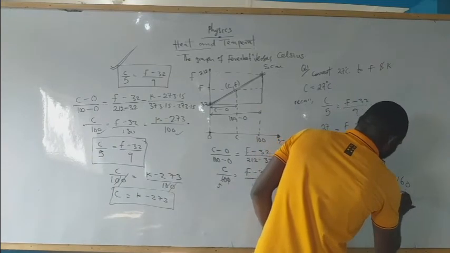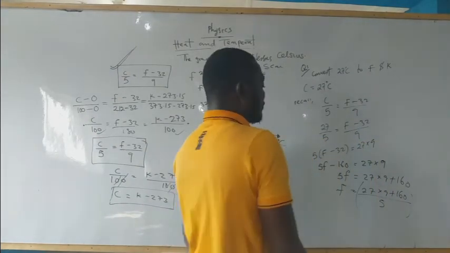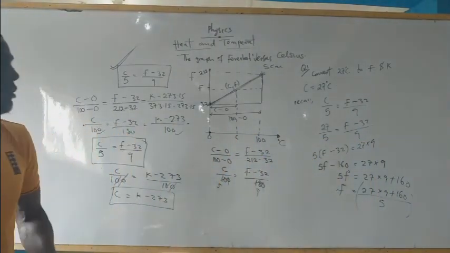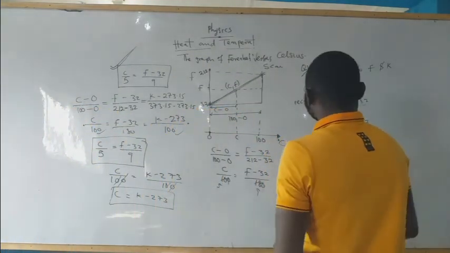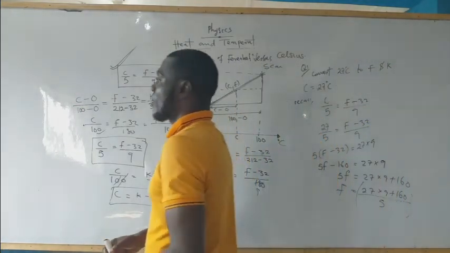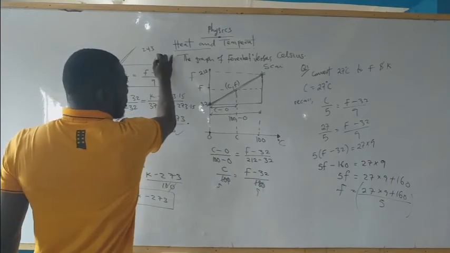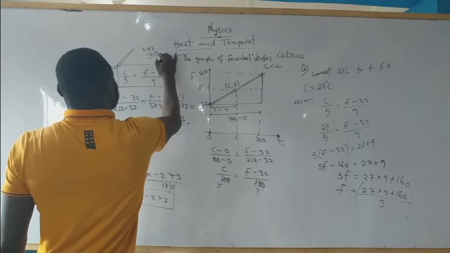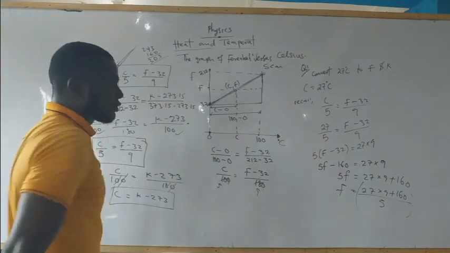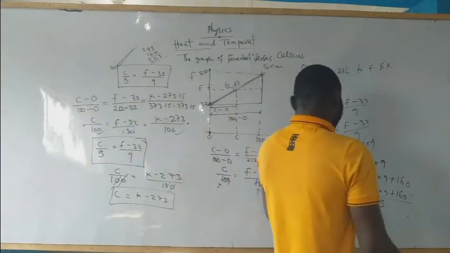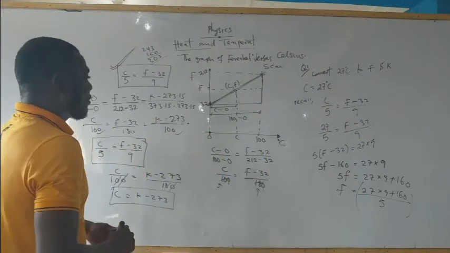27 times 9 plus 160 divided by 5. Take notes. And that should give us 243 plus 160, that's 303, divided by 5. So your answer will be in Fahrenheit.